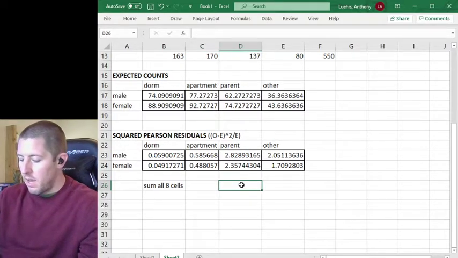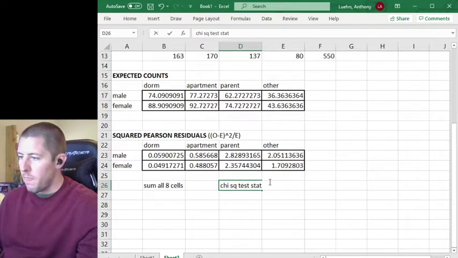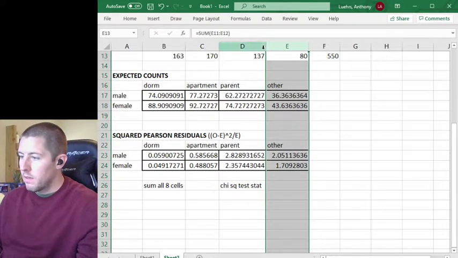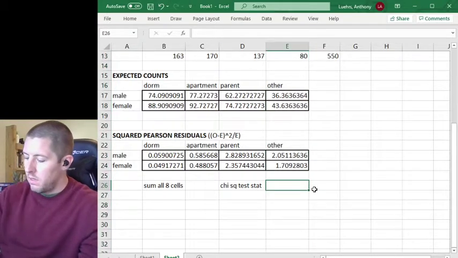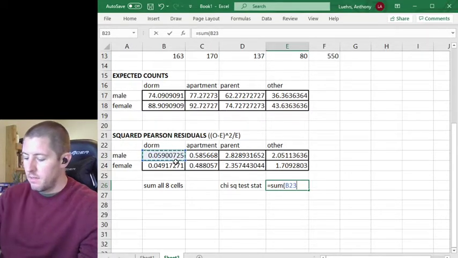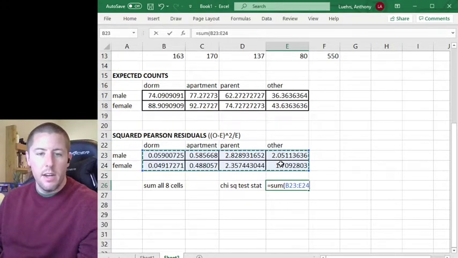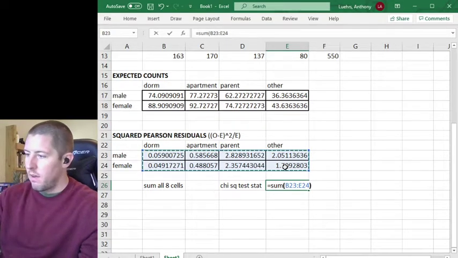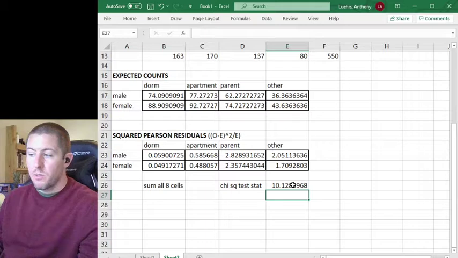Goodness gracious. So, chi-square test stat. And this will equal the sum. Notice that a sum doesn't just have to be a row or a column. I want the sum from the upper left all the way down to the lower right there, and notice it's highlighting all of them. From B23 was the upper left, down to E24 was the lower right. I'll wrap that up, and that'll give me the sum. So this is our chi-squared test statistic.